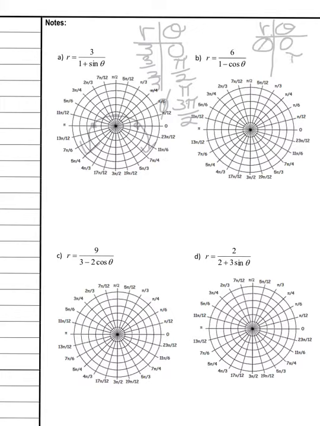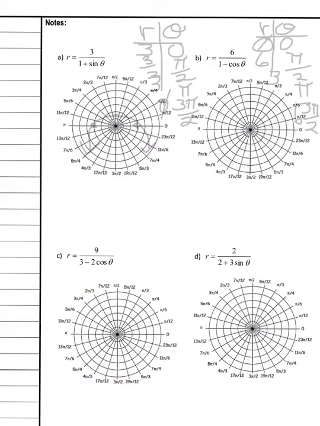Pi over 2. Cosine of pi over 2 is 0, so I get 6. Next one is pi. Cosine of pi is negative 1, so 1 minus a negative 1 is 2, so that gives me 3. And my last one is 3 pi over 2. See if I can squeeze that in here. 3 pi over 2 is 0, so once again that's 6.